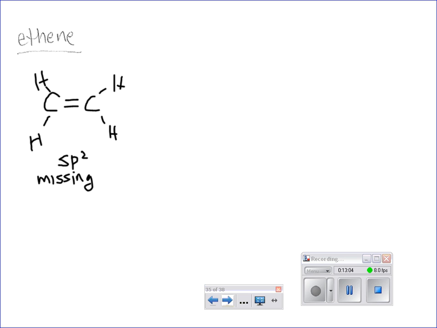sp2. It's 3 areas. 1, 2, 3. So the hybridization is sp2. Is everyone good with that?